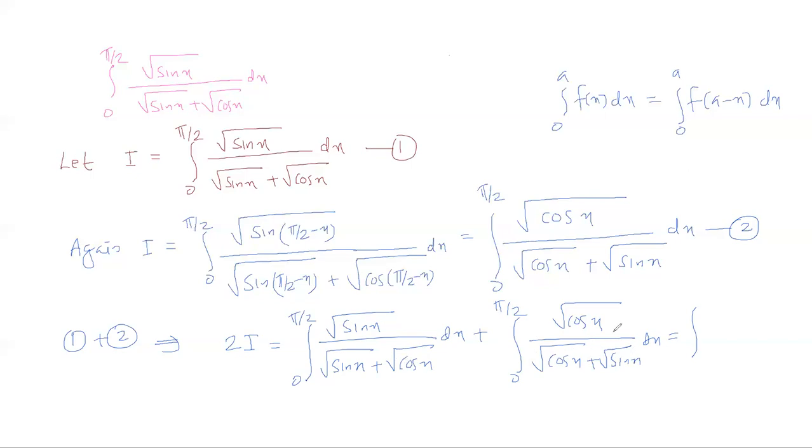If you make it into one, the numerator is same, root sin x plus root cos x, and upper root sin x plus root cos x will come, that will cancel, you will get integral 0 to pi by 2 of 1 dx. Integral of 1 is x, from 0 to pi by 2, so you will get 2I is equal to upper limit pi by 2 minus 0, which is pi by 2. That implies I is equal to pi by 4, and your I is nothing but here. Therefore, you can conclude that this is equal to pi by 4.